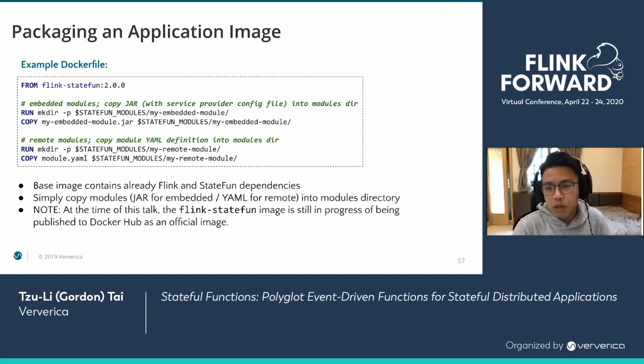So here's an example Dockerfile of this application image. You would base this on a base image, the stateful function distribution image, that already contains all the statefun and Flink dependencies. And then you simply copy all modules. If it's an embedded module, it would be a jar, and if it's a remote module, it will be YAML, into the modules directory. So what you can see here is that we're bundling an embedded module and also a remote module into this application.